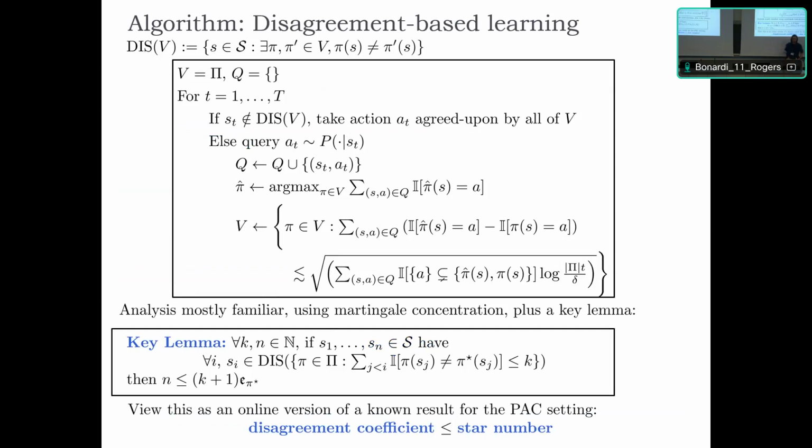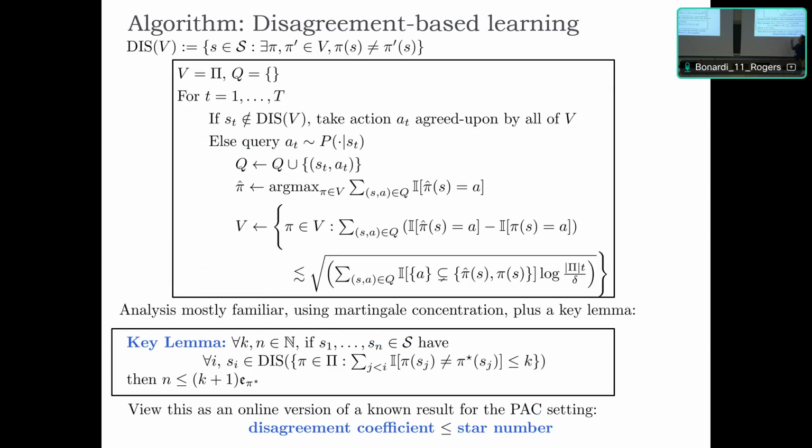In proving the query complexity bounds, we're following a familiar route, just replacing IID concentration inequalities by martingale difference sequence concentration inequalities. But there's a key lemma that allows us to introduce the eluder dimension to that analysis. And I think actually this is maybe one of the most interesting technical contributions of the work.